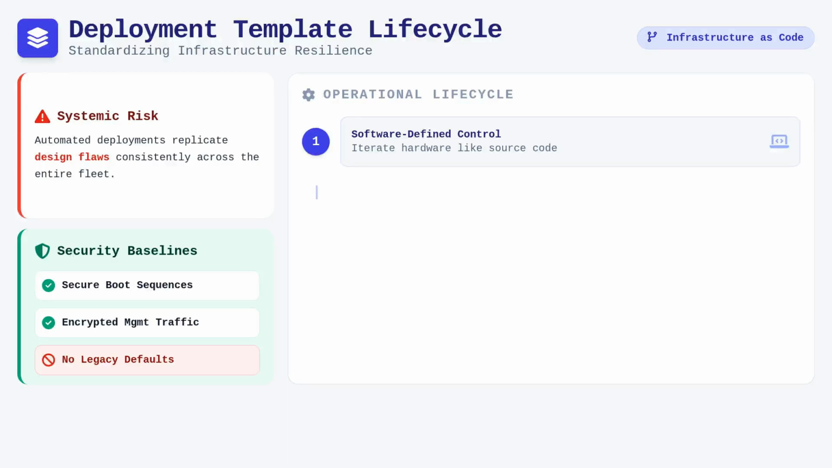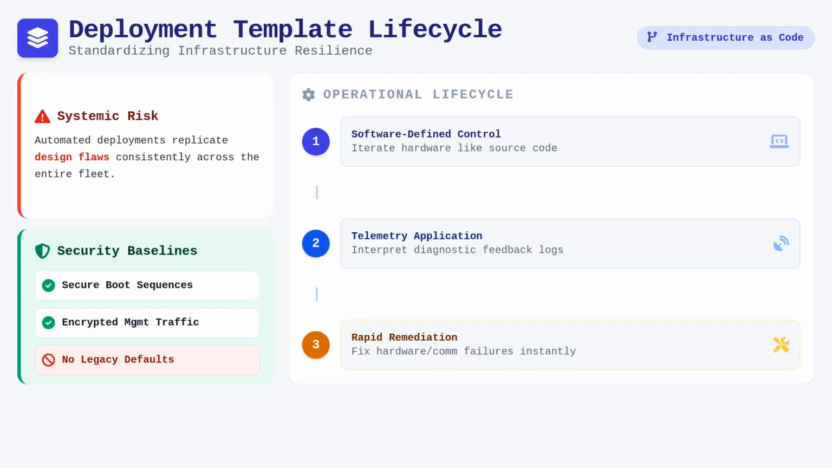Furthermore, troubleshooting errors within the deployment workflow depends on your ability to interpret diagnostic telemetry generated by the management controllers during the profile application phase. If a server fails to apply a template, the logs will provide specific feedback regarding hardware compatibility or communication failures, and your success depends on your ability to perform rapid remediation.